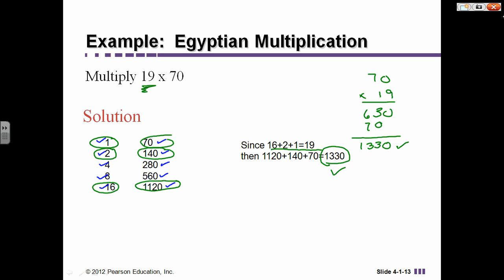So I've always thought that was really neat that they were able to do that and that it always works. No matter what numbers you have, you always start with 1 and double it, and you will look for these numbers on the left to add up and get one of the multiplication numbers.